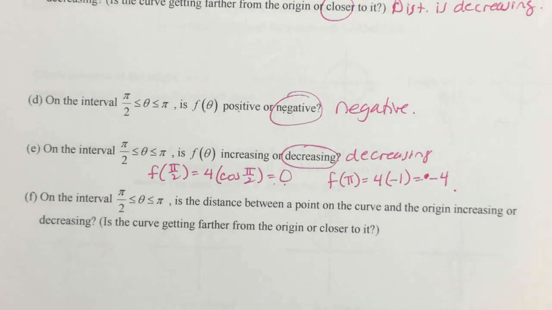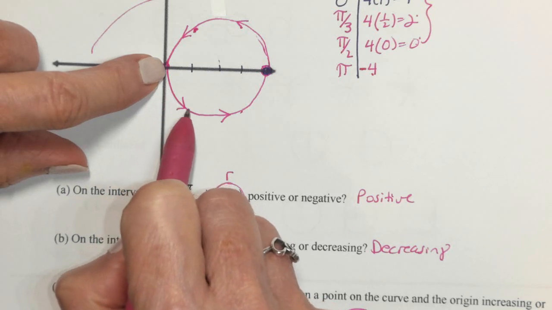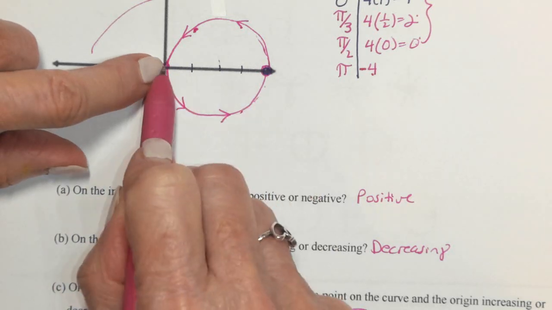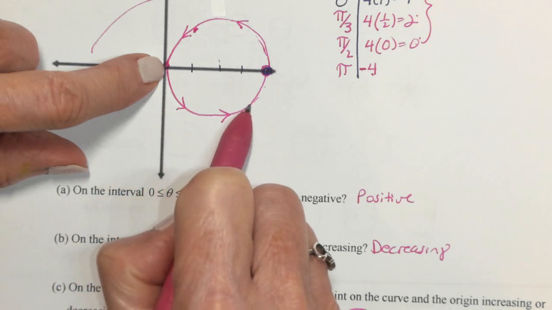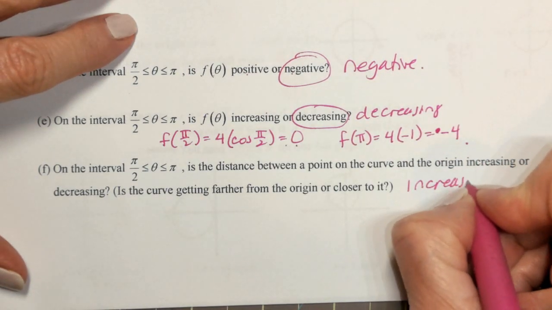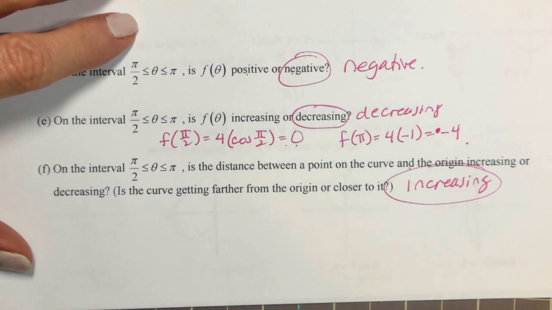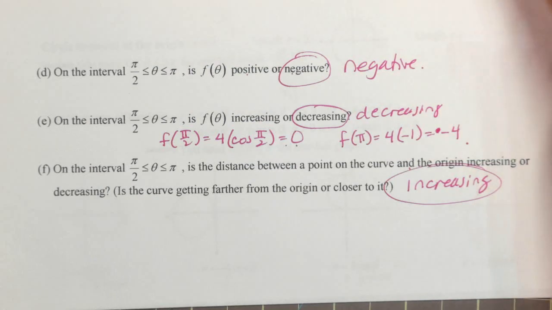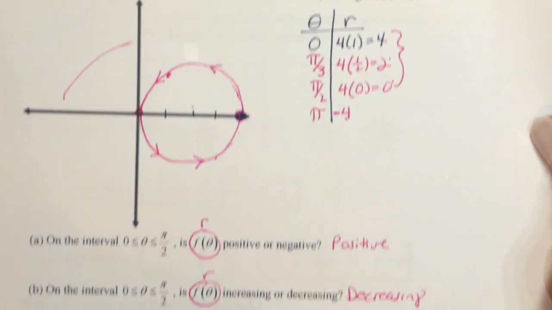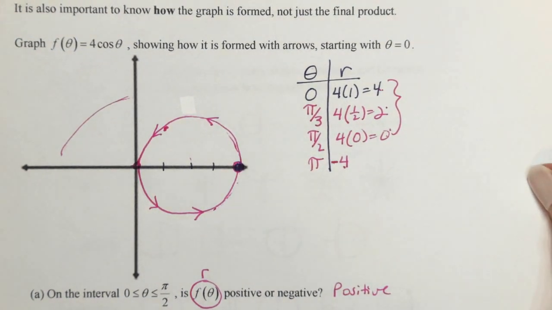Is the distance increasing or decreasing as we go from this point to this point? The distance from the origin to the point on the curve, is it increasing or decreasing? It is increasing. The curve is getting farther away from the origin. Okay, this was kind of a long one, but I needed to spend a moment talking about that increasing and decreasing stuff. So that is it for polar circles and polar roses, with a discussion on increasing and decreasing.